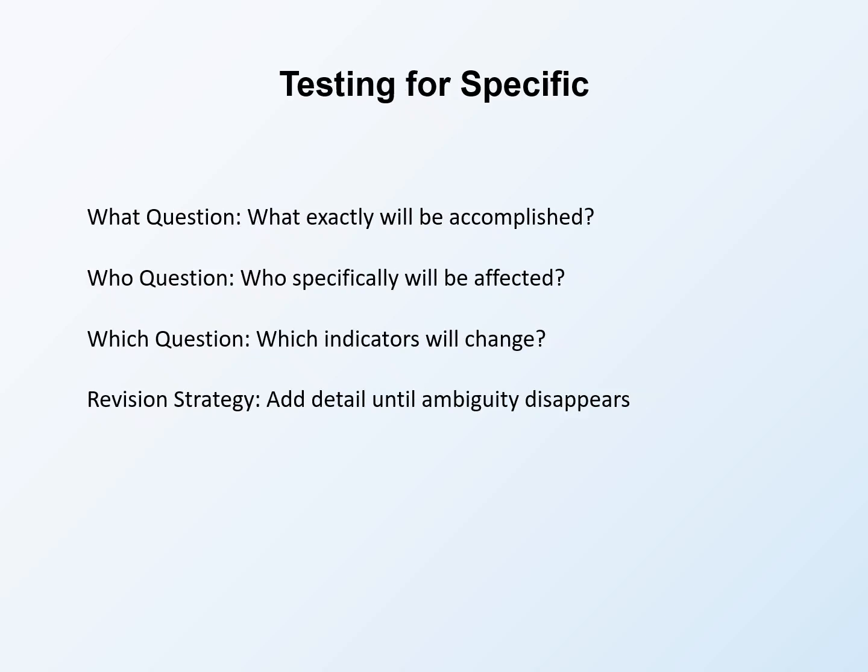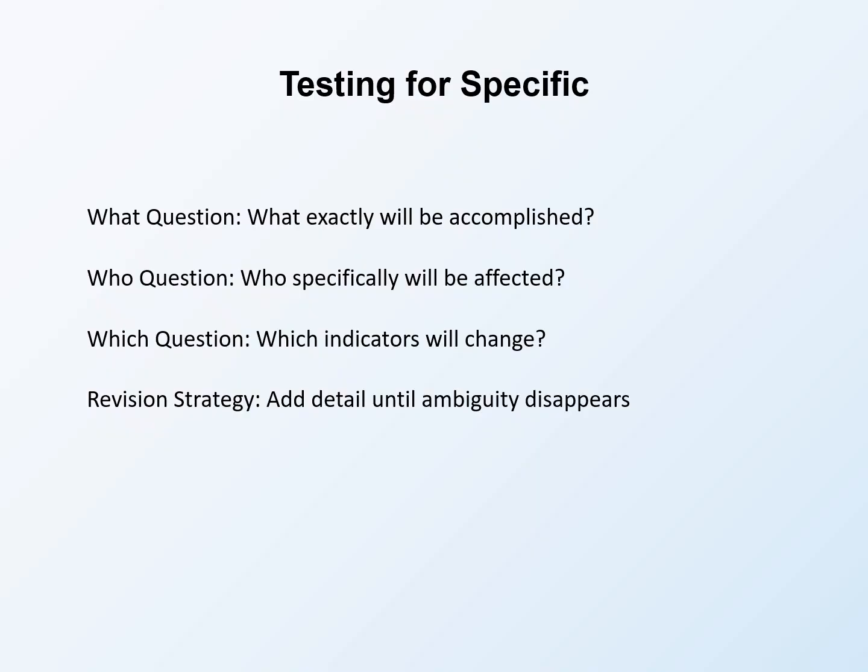Testing for specific involves asking key questions. The what question asks what exactly will be accomplished. Can you describe the result in concrete terms? If descriptions are vague, the objective is not specific. The who question asks who specifically will be affected. Is the population clearly defined? Can you identify who counts as achieving this objective?